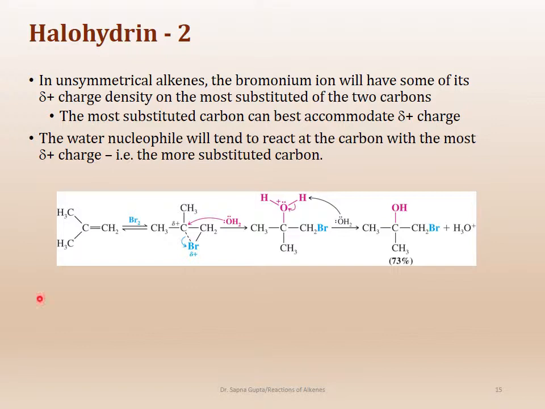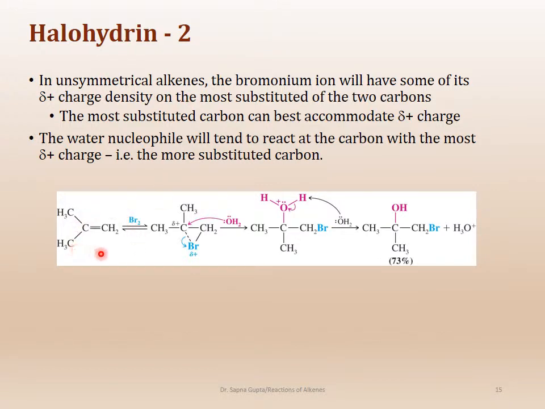Let's look at the mechanism of halohydrin formation in case you have an asymmetric, or unsymmetric, alkene. Now, in the case of symmetric alkenes, not too many issues. The alkene will attack the bromine first or chlorine first, and then the water will attack. But if you have an asymmetric alkene, then what happens? Where does the water attack?